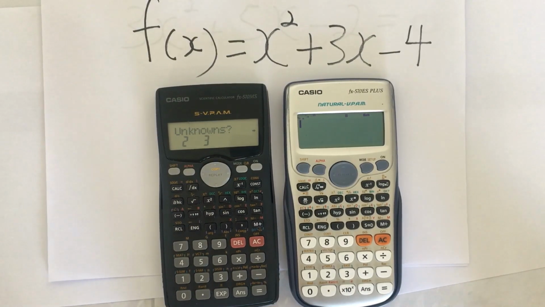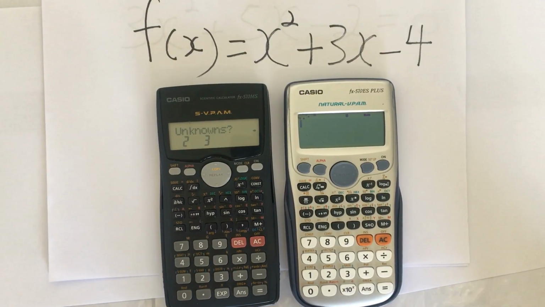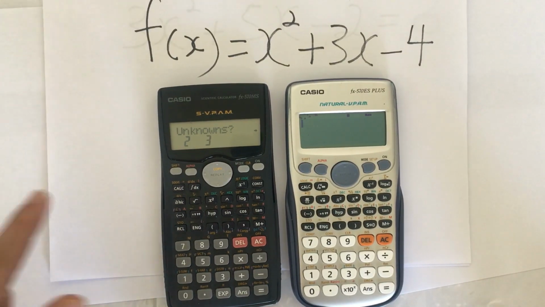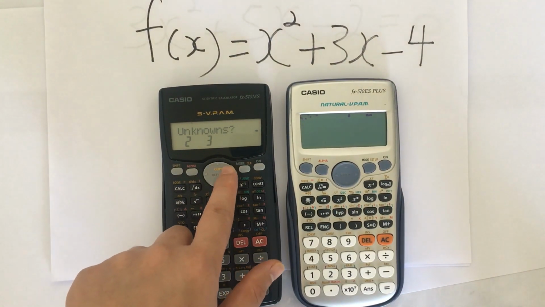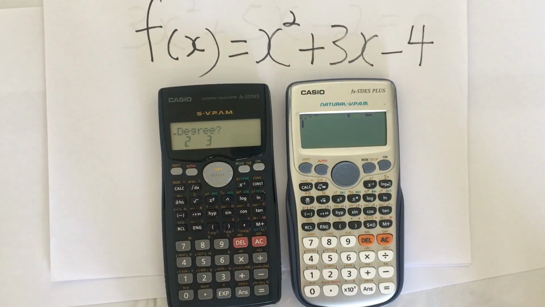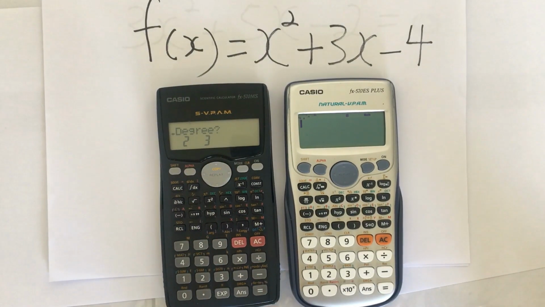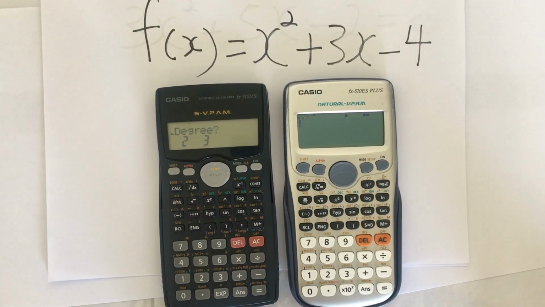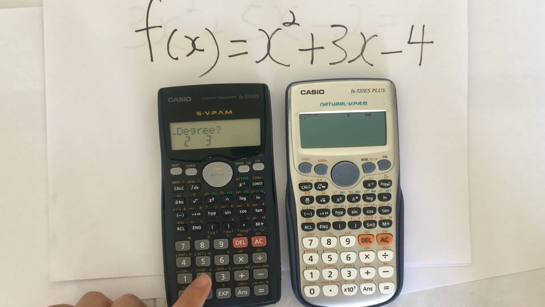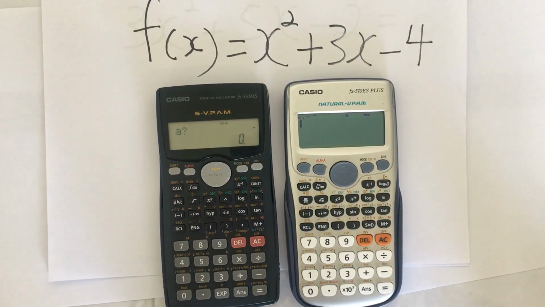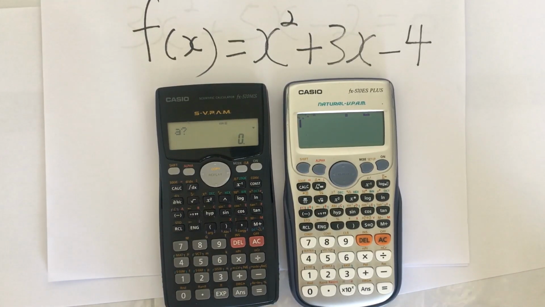Unknowns stand for linear equations in 2 or 3 variables. We are not dealing with linear equations, we are dealing with quadratic. So you press the right-hand side button and you have degree 2 and 3, quadratic 2 or 3. That would be 2, and you press 2. You'll be prompted to key in the value for A.